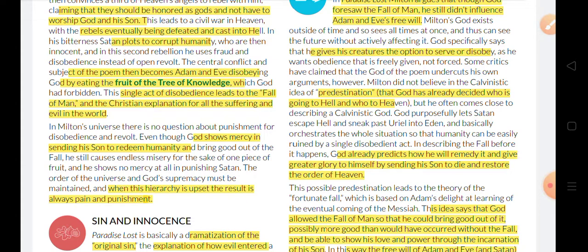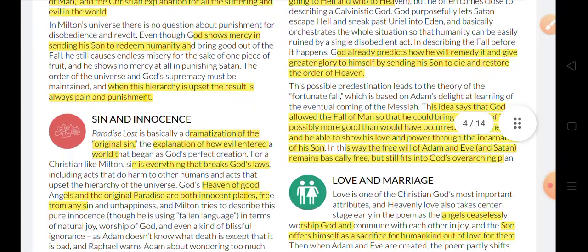And this single act of disobedience leads to the fall of man, and is the Christian explanation for all the suffering and evil in this world. And God shows mercy in sending his Son to redeem humanity. That is Jesus Christ. When this hierarchy is upset, the result is always pain and punishment.